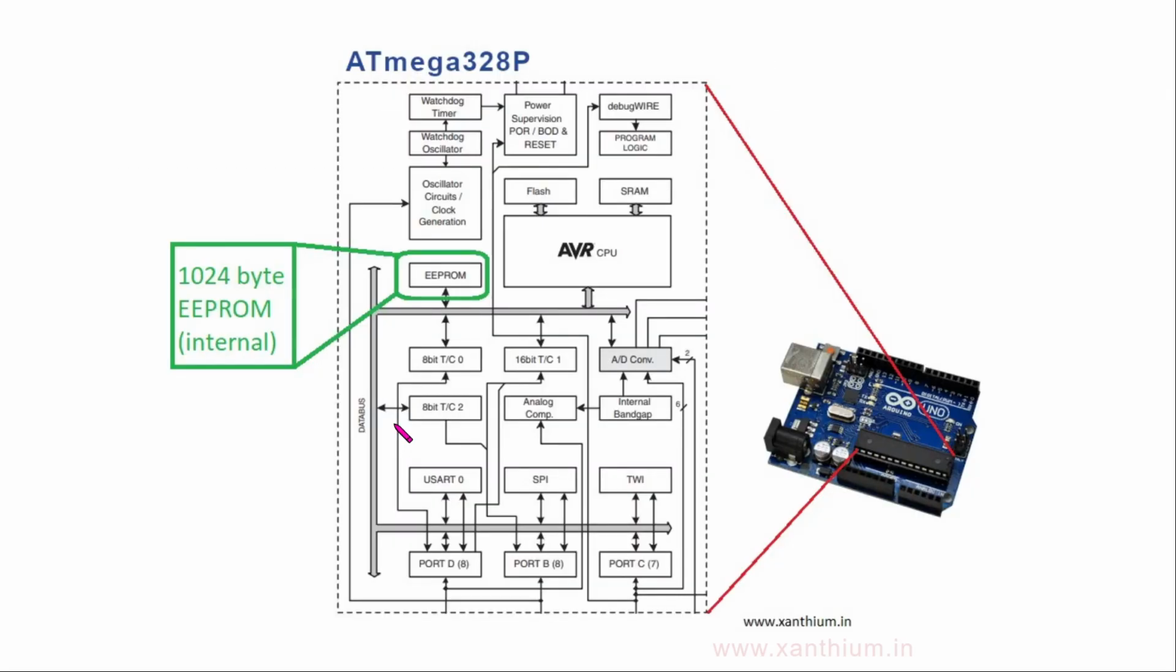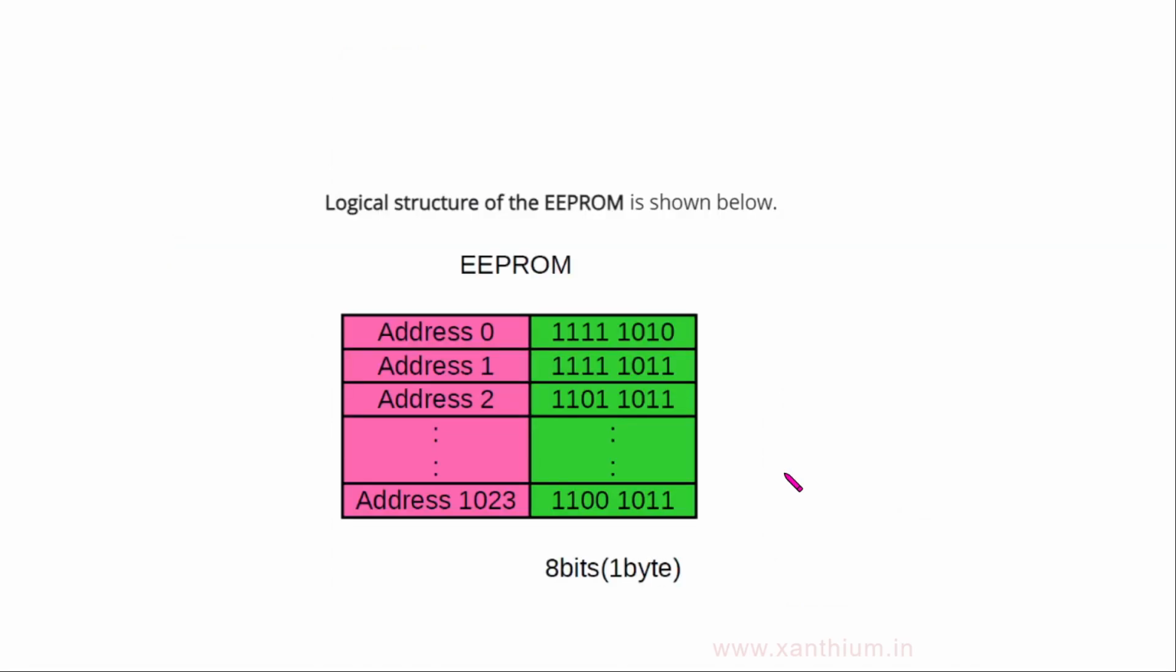Now this is the internal diagram of the Atmega 328P. You can see the EEPROM here and it has a size of 1024. We'll be using Arduino C, so we don't have to deal with the registers and other stuff that are normally required in embedded C programming. So we'll be going for the programming.